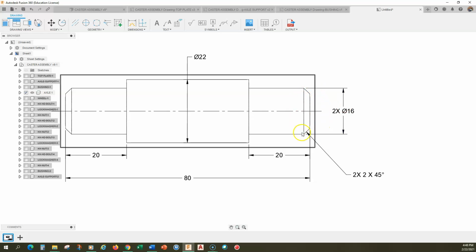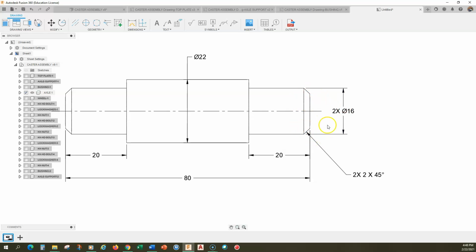This is one chamfer going around a circle, going around a cylinder. So this is 1 chamfer, 2 chamfers. And that's what that 2, no space, x is for. And then we have the 2 by.